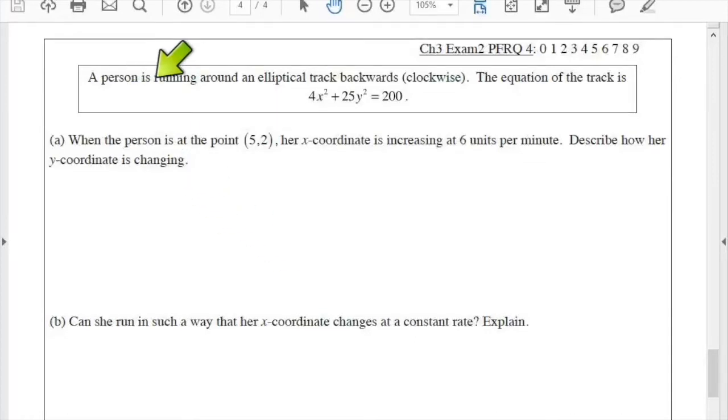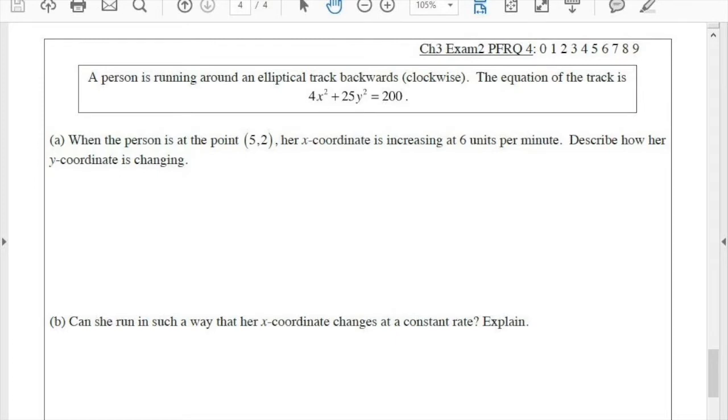All right, so a person is running around an elliptical track backwards. That's clockwise. I don't think they're actually going backwards. They're running forwards, but they're going clockwise around the elliptical track. The equation of the track is this. When the person is at this point, her x-coordinate is increasing at 6 units per minute.